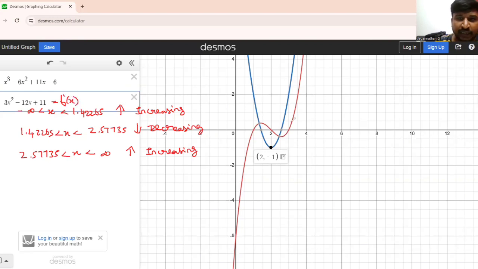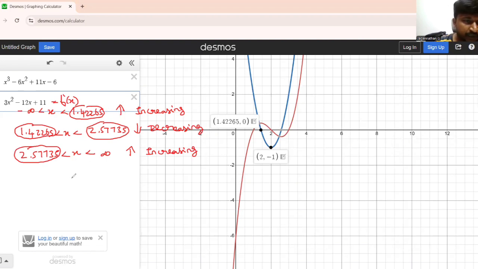And this f dash of x is becoming 0 at 2 points, which exactly correspond to the same points of this interval, right? As we are marking these points, 1.42265 and the other point 2.57735, these 2 points are marking the specific points at which your f dash of x became 0, correct? So at x being 1.42265 and at x being 2.57735, exactly your f dash of x had become 0.